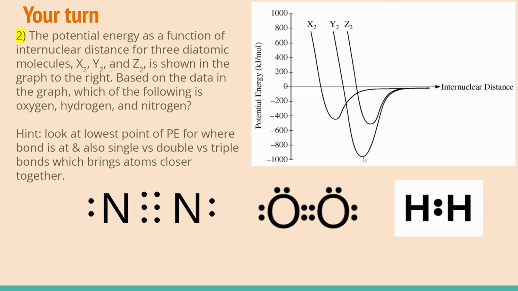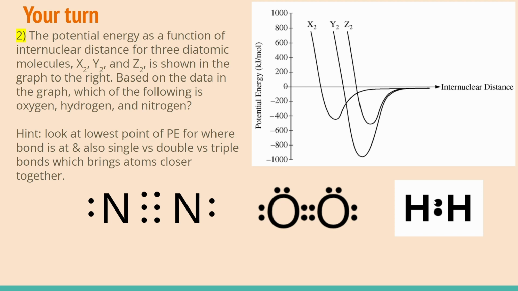So now we look at the other 2 choices for X and Z. And so let's figure out where O2 is. So O2 is a double bond. And so a double bond will have the next highest PE after the triple bond. And so looking at these 2 graphs, we can see that Z2 is lower. Ever so slightly, you can see here versus here. And so since Z2 has a potential energy that is lower than X2, that has to be oxygen because, again, it has the most potential energy, the next most.